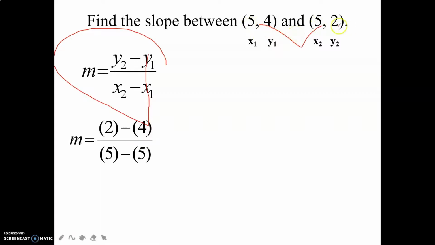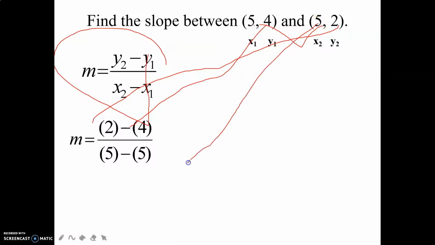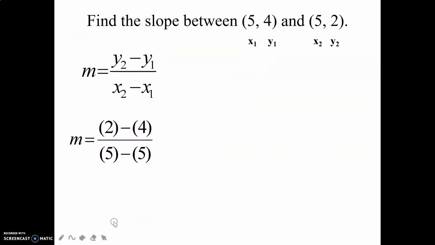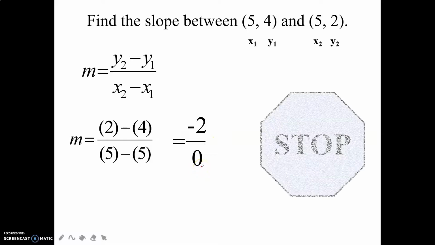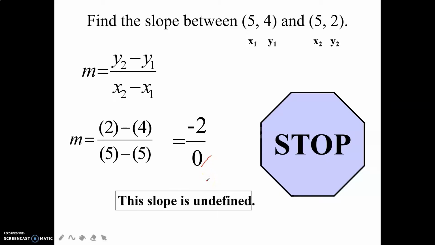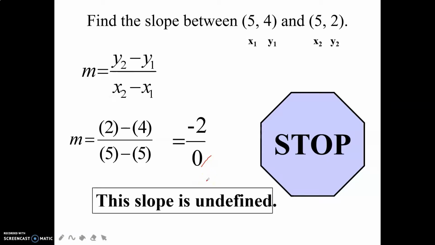So our y sub 2 from the given is 2. Our y sub 1 is 4. Our x sub 2 is 5. And our x sub 1 is 5. Now that the values have been plugged in, we can simplify. 2 minus 4 equals negative 2. 5 minus 5 equals 0. And we have to stop here since the denominator is 0. That makes it undefined.